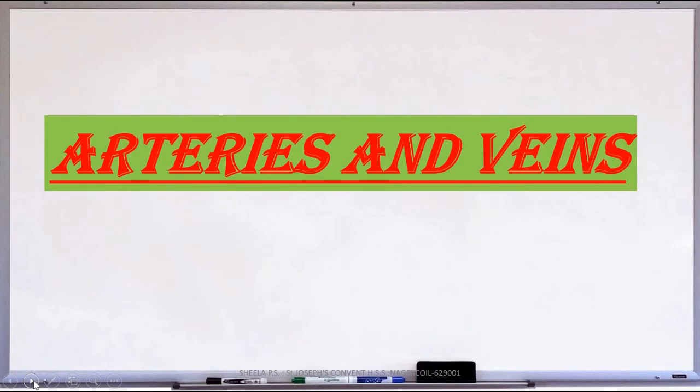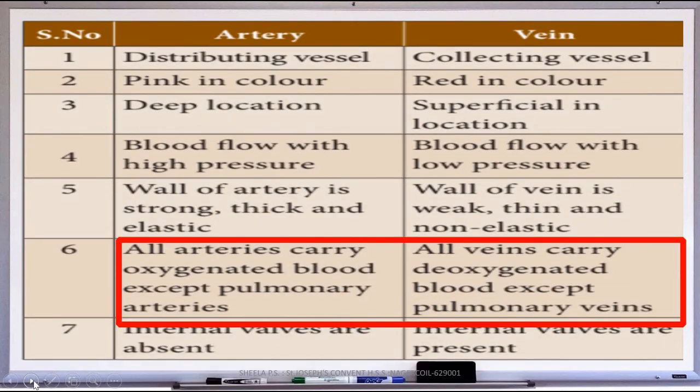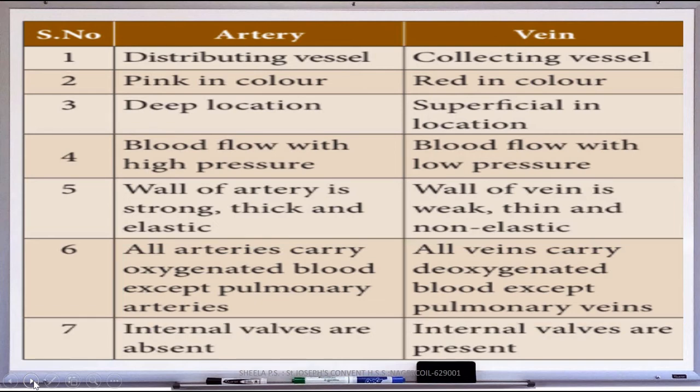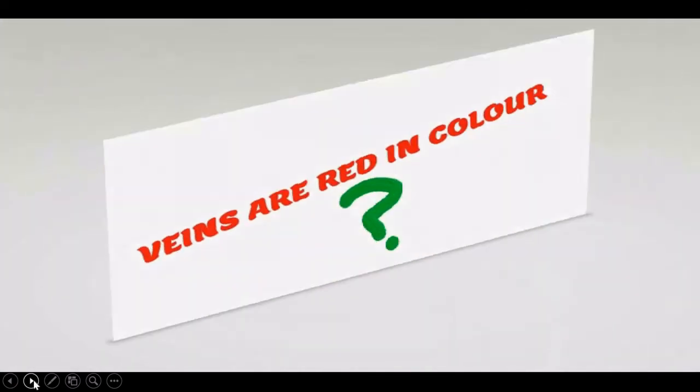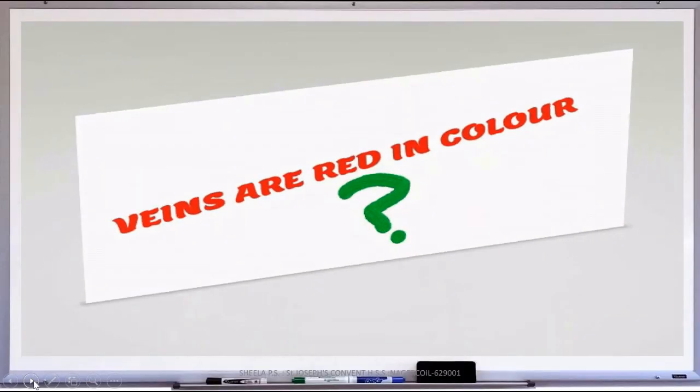Next is the difference between arteries and veins. We have just dealt with one of them. All arteries carry oxygenated blood except the pulmonary artery. Veins carry deoxygenated blood except the pulmonary veins. There are a few more differences and they are tabulated. As the second difference states, veins are red in color. Look at your wrist to see the veins. They appear blue.